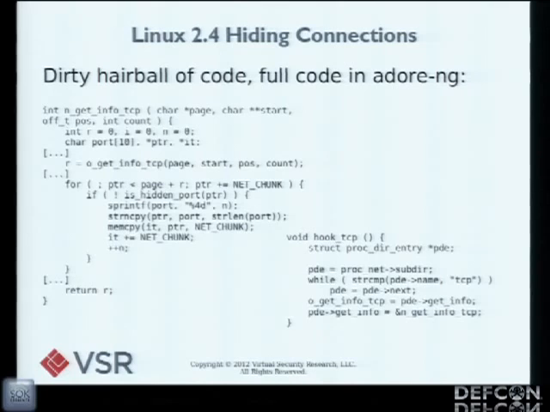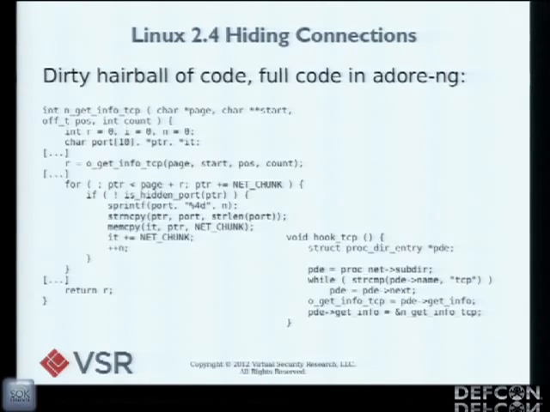Filldir is run on every iteration, every item in the directory that it's being called on. So all we do inside this filldir function is simply have a conditional: is this the file, is this the process ID that we're looking to hide? If so, return 0, if not, run the original one. Very simple.